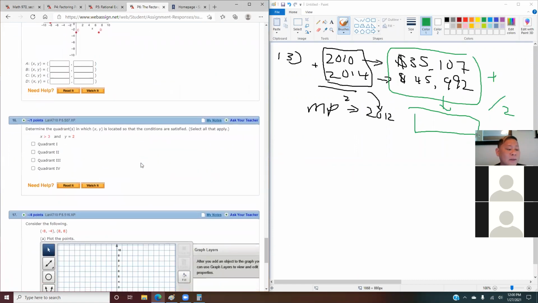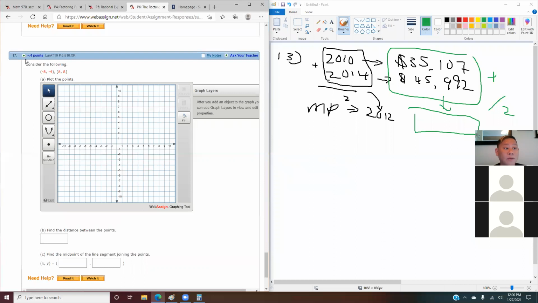Mostly what P6 is about is this one, like number 17, where first you have to put the coordinates point here. You guys know how to plug in the points. Make sure you select this first, because that's the coordinates. And then -8, -4 is here, and then 8, 8 is here. That's it. Don't draw a line. You just need to plot the point.